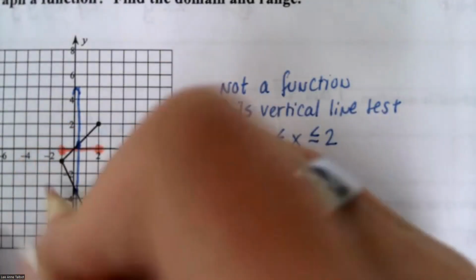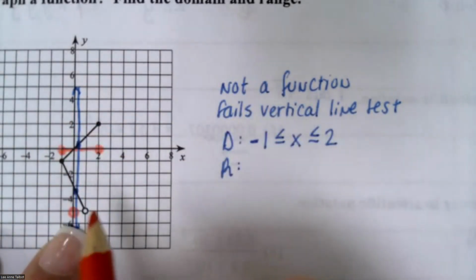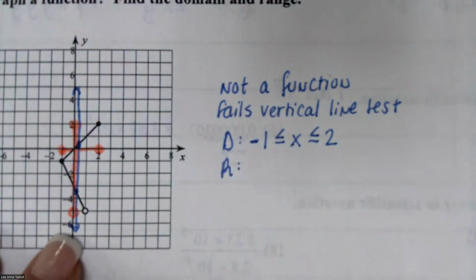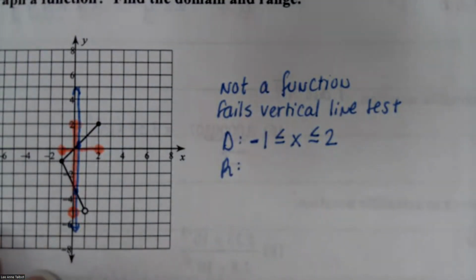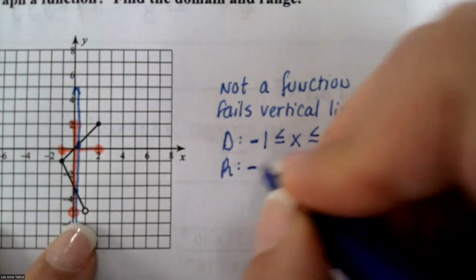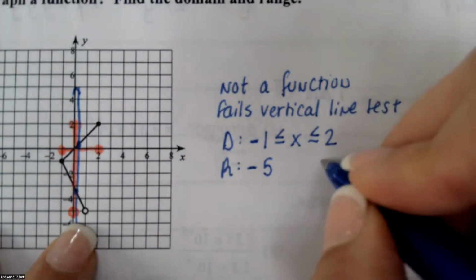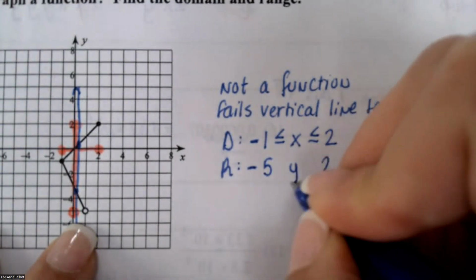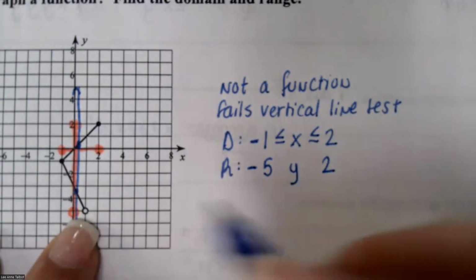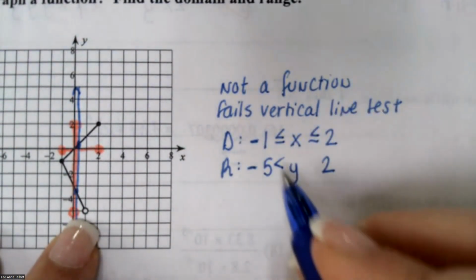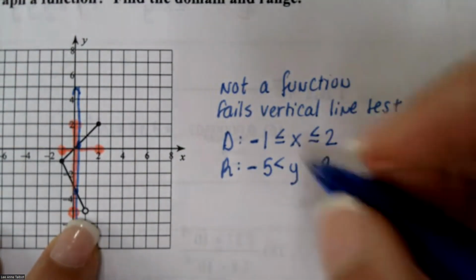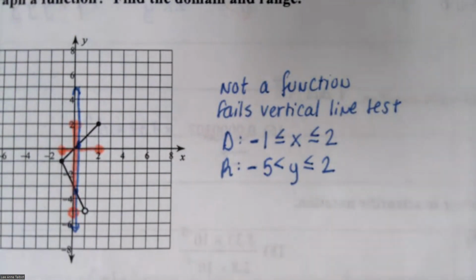Okay, now we're going to do the range. Here's the very most bottom, and I'm going to try to exaggerate the fact that it's open with my colored pencil here. And there's the very top. The bottom is -5. The top is 2. Working with y's. On the bottom, it's open, so I want to make sure to not put the or equal to on because it's open in that spot, but it's closed at the top.